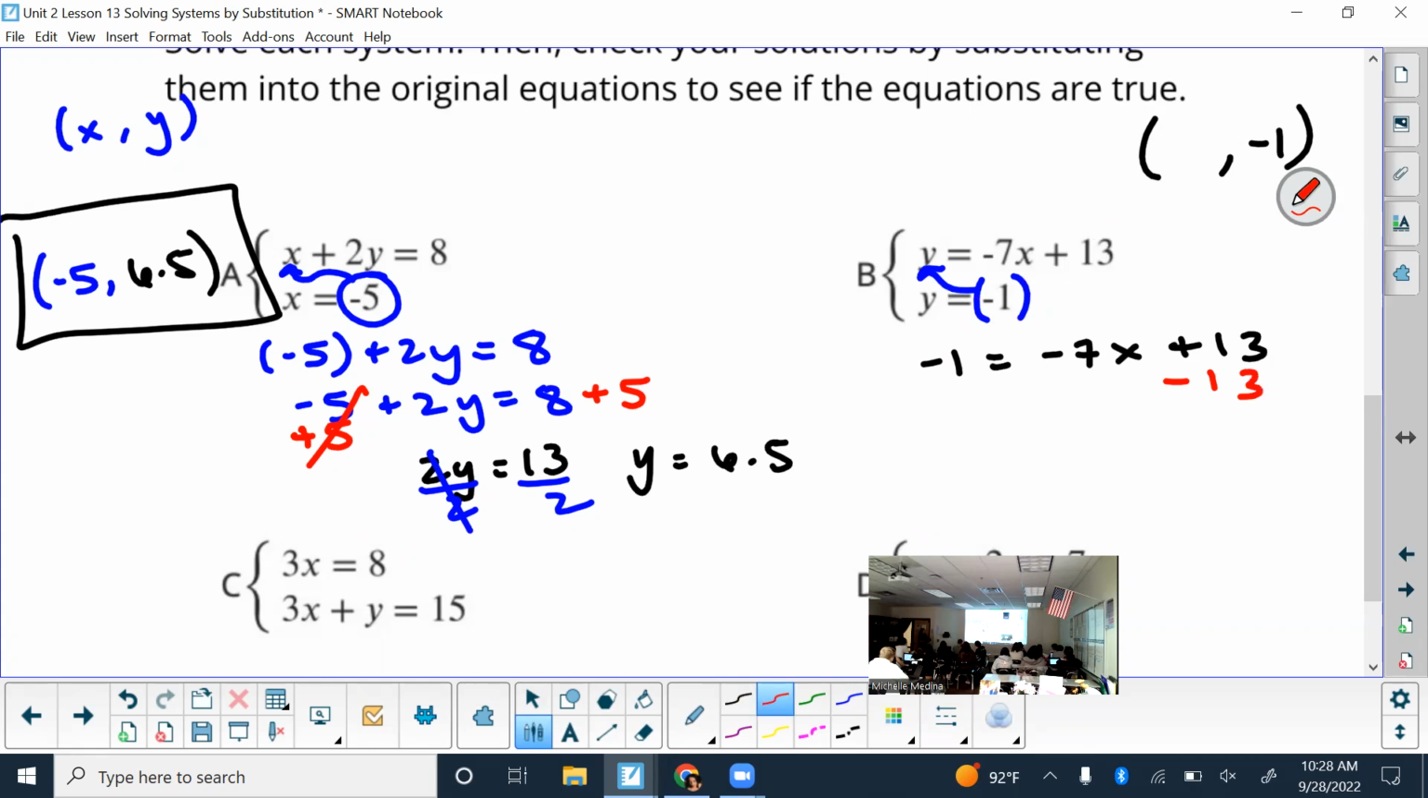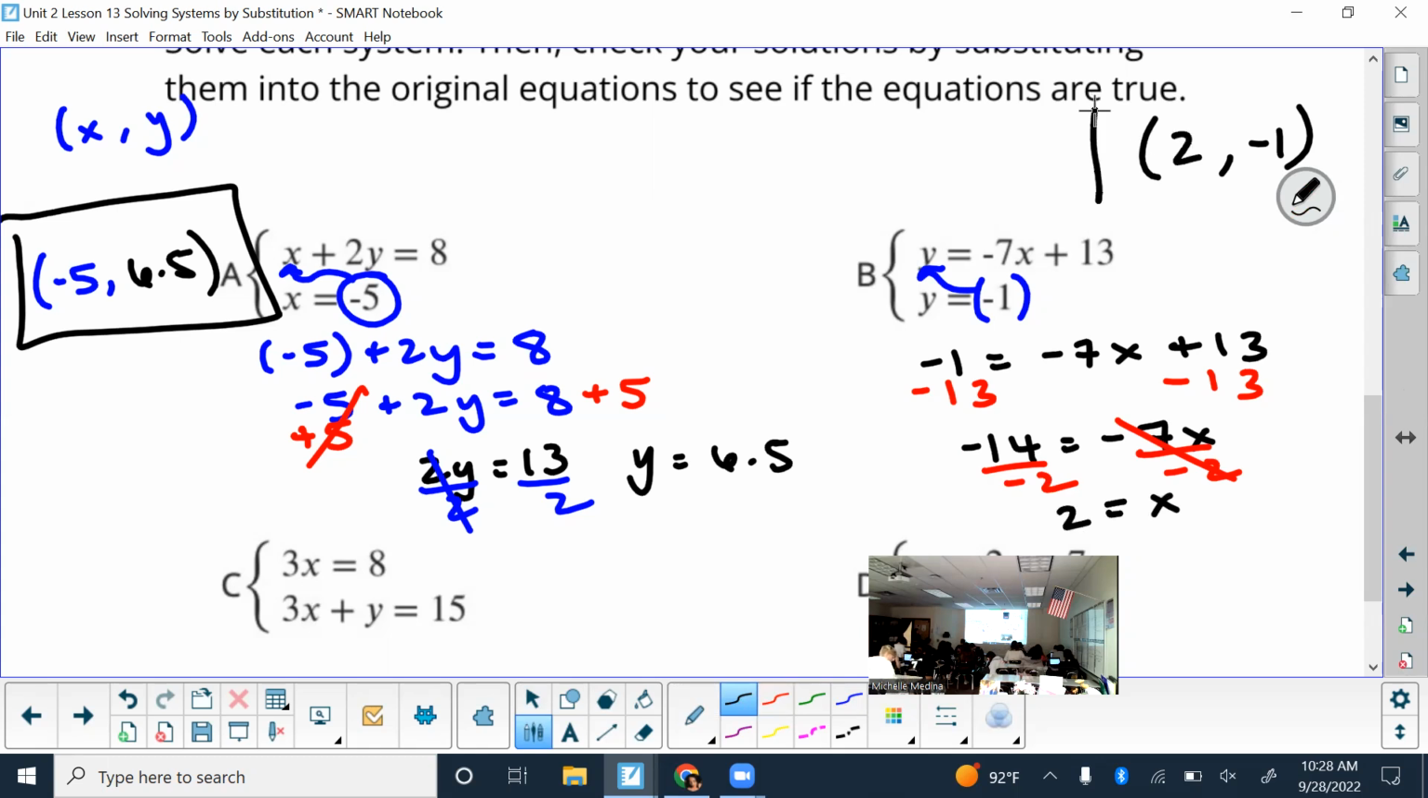And solve for the x. What did you get that x equals? Are you sure? It should be a +2 because a negative divided by a negative is positive. So then your final answer written as a coordinate is (2, -1).